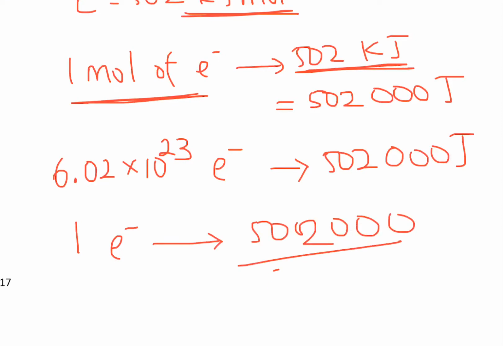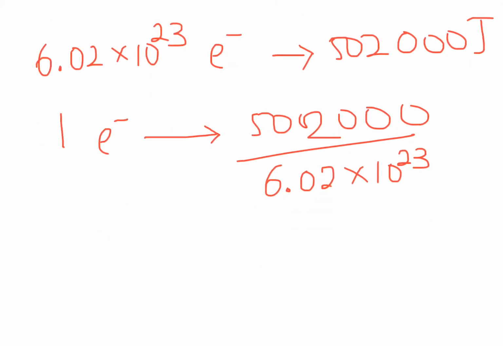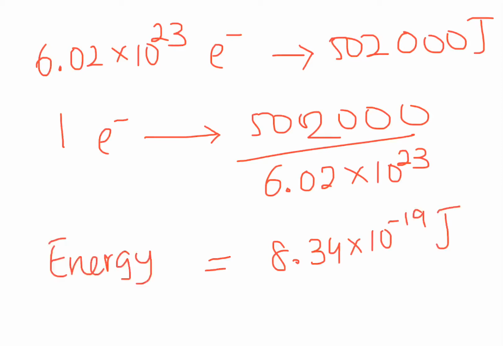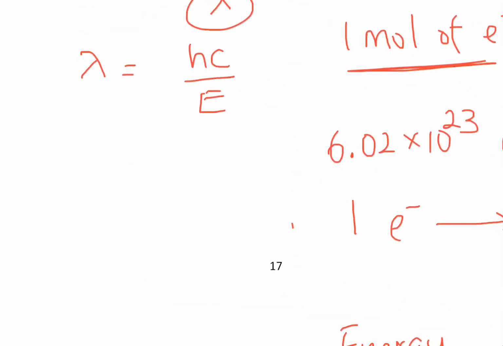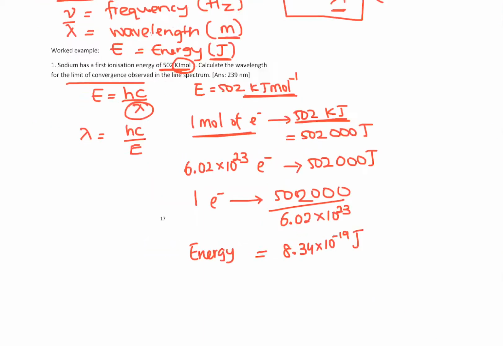So you're going to divide it by this. All right, so that's the energy that we're going to get in joules. That's the energy required to remove 1 electron from the element. So we're going to use that in our calculations now.